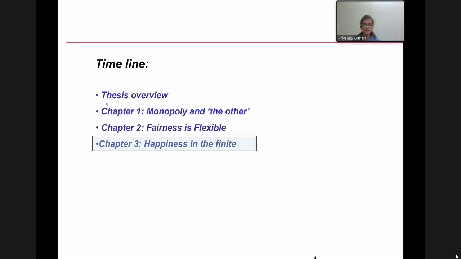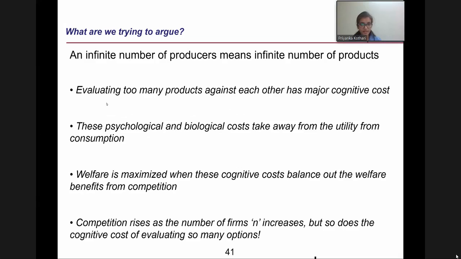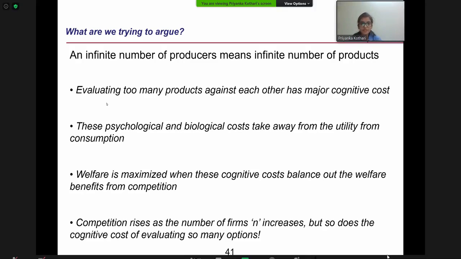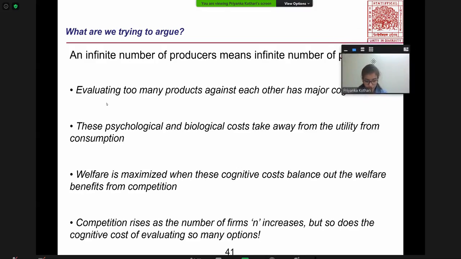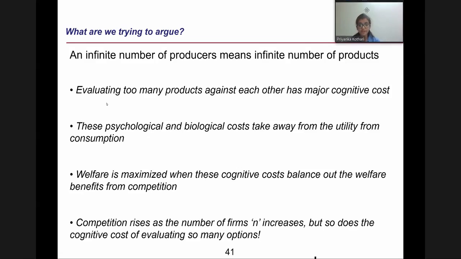So let us come to the third chapter. The third chapter is happiness in the finite. In this chapter, we try to look at the traditional economics idea that competition maximizes welfare. Competition means a large number of buyers and a large number of sellers. A large number of sellers in turn means there are a large number of products, and there's a cognition cost from the evaluation of each product and comparing them.